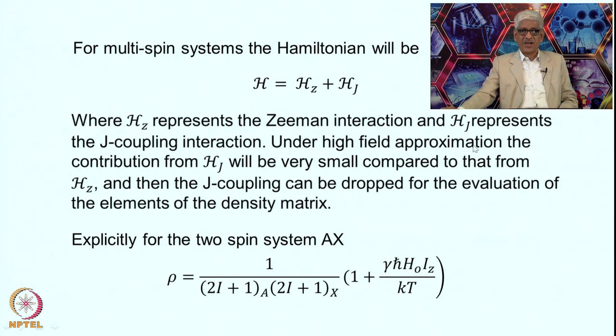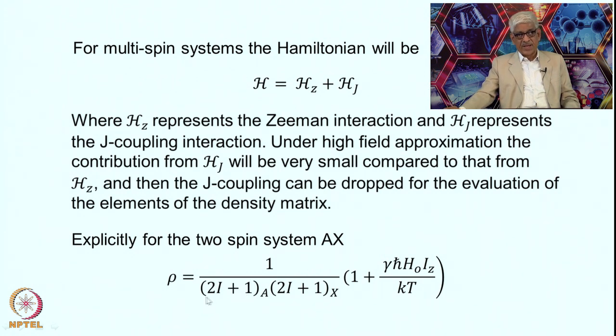However, under the high field approximation, because your magnetic field is of the order of several Teslas, so hundreds of kilogauss, that is a huge magnetic field, and this HJ is in a few hertz. This is about the coupling constant, about 10 hertz, 20 hertz and things like that, while the total interaction here is in several megahertz. Therefore this is a very small quantity, and often one can neglect it for the purpose of calculating the density matrix. So explicitly for the two spin system AX, we will write in this manner.